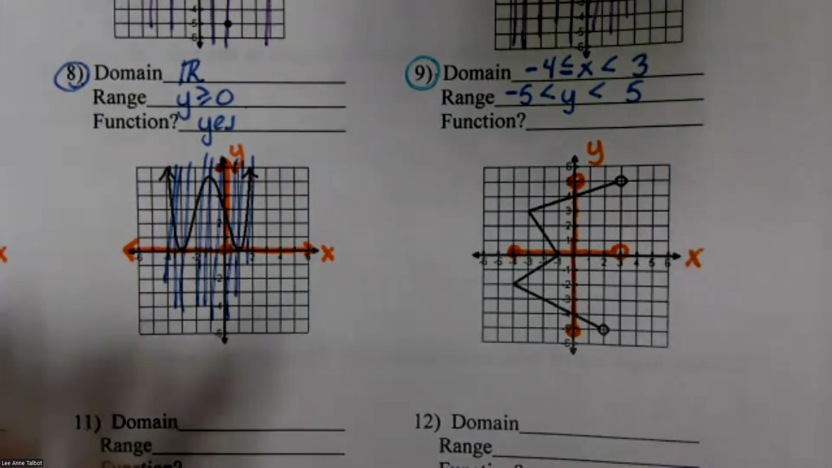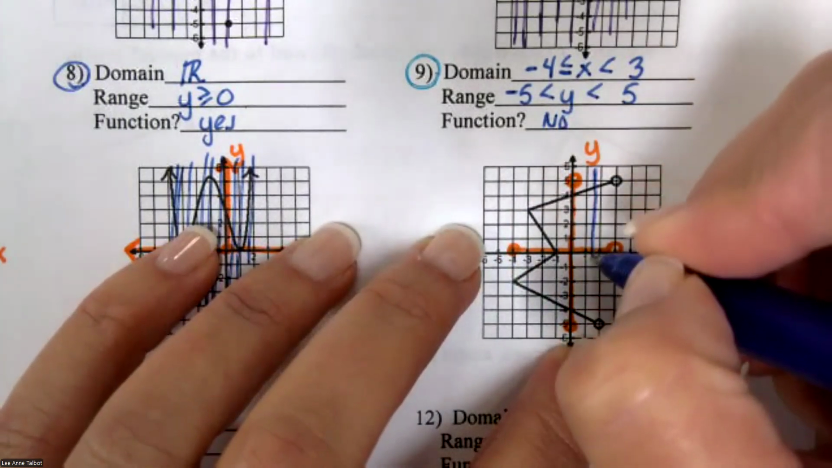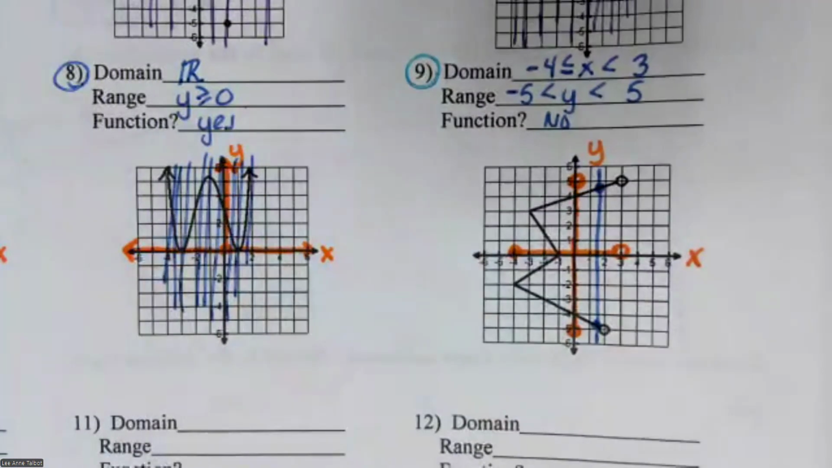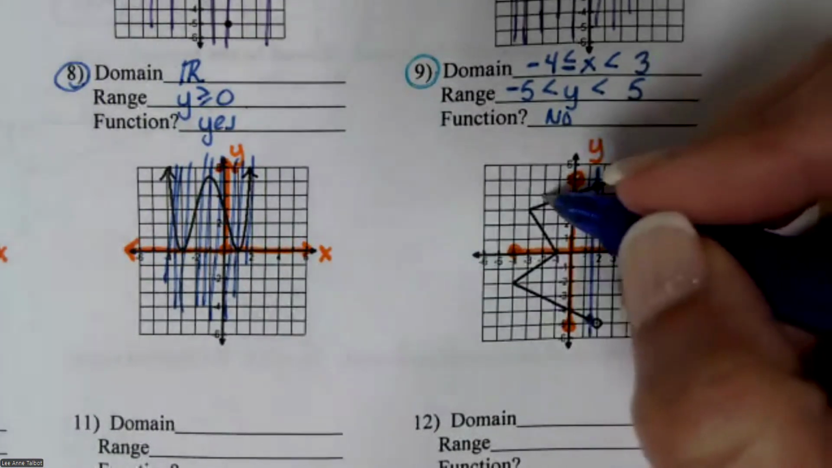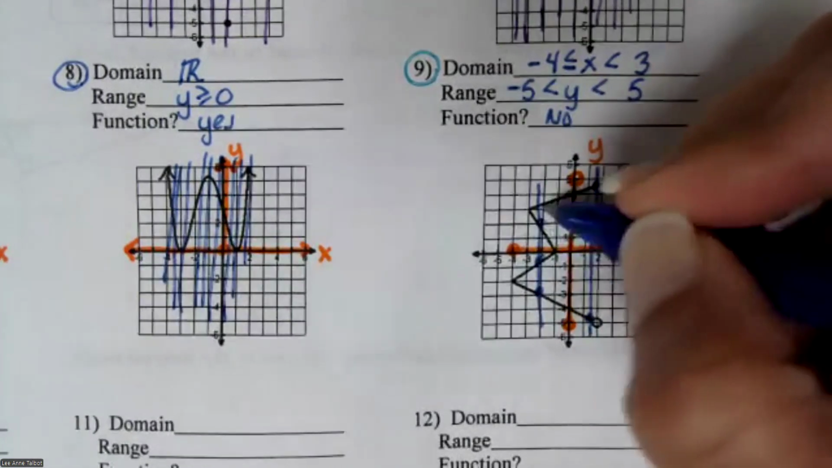Okay, now, is it a function? No, definitely not, because the vertical line test definitely hits twice there. Or anywhere. It hits 4 times over here. That's like a super violation.